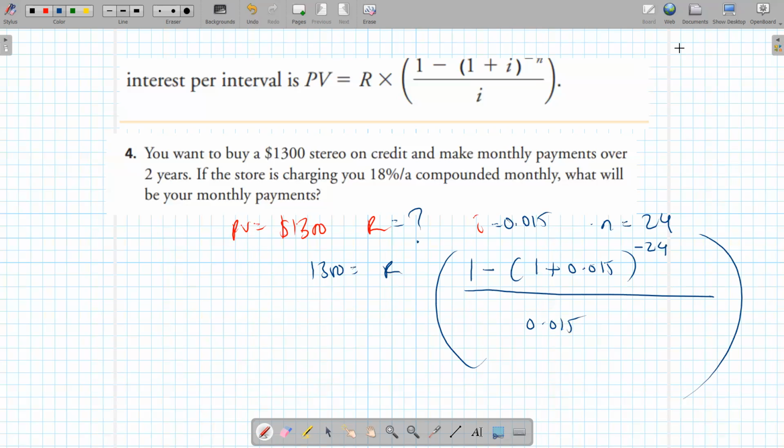Okay, why don't we try this at the same time? You tell me what we plug into the calculator first. 1.015 to the power of negative 24. Yeah, try that. Plug that in the calculator. I got 0.9403. Okay, now you do 1 minus answer. There's a button on your calculator that says answer. I don't know if you've ever used it.